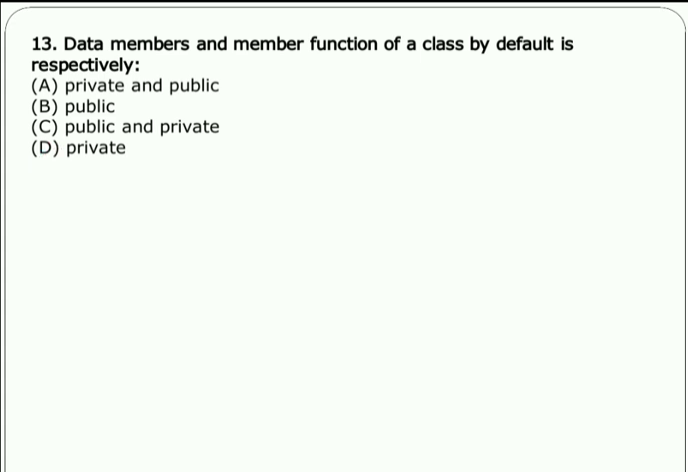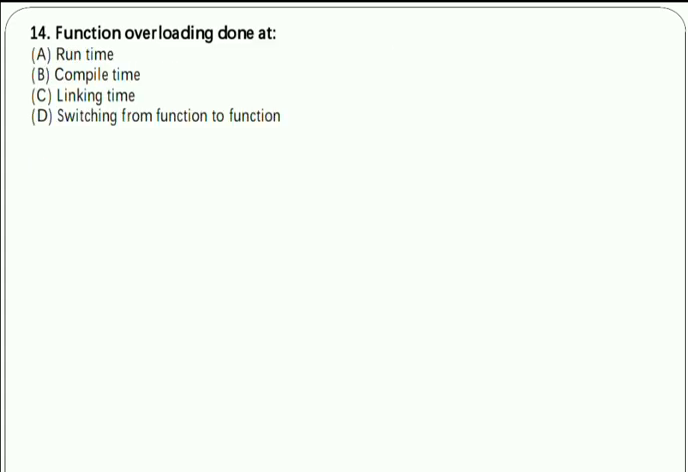Next one. Function overloading is done at runtime, compile time, linking time, or switching from function to function. Function overloading means it is done at compile time, because before execution of a program, the compiler decides the flow of the program, that is, which form will be used during runtime. So the answer is B, compile time.